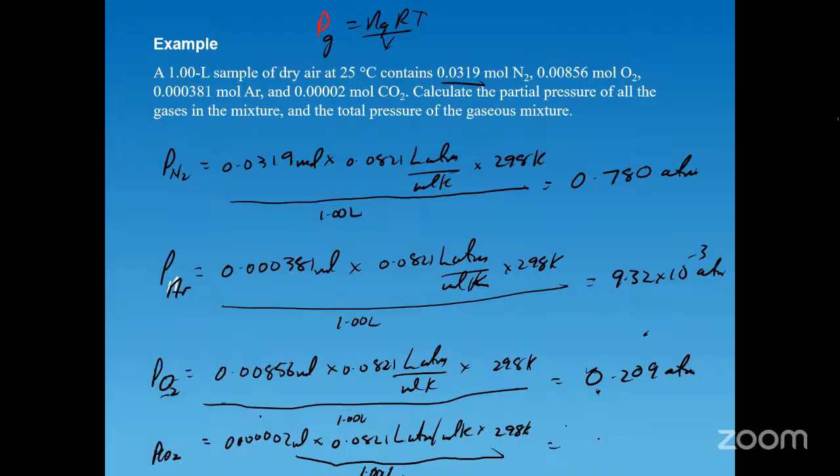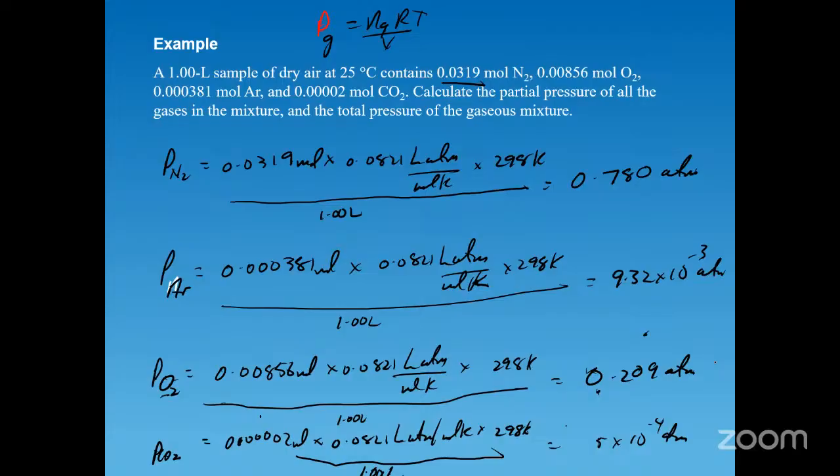So that would be 5 times 10 to the minus 4 atmospheres. Okay, so that's how you calculate the partial pressure of each gas, and then the question is also asking for the total pressure. And basically all you have to do is add those together.